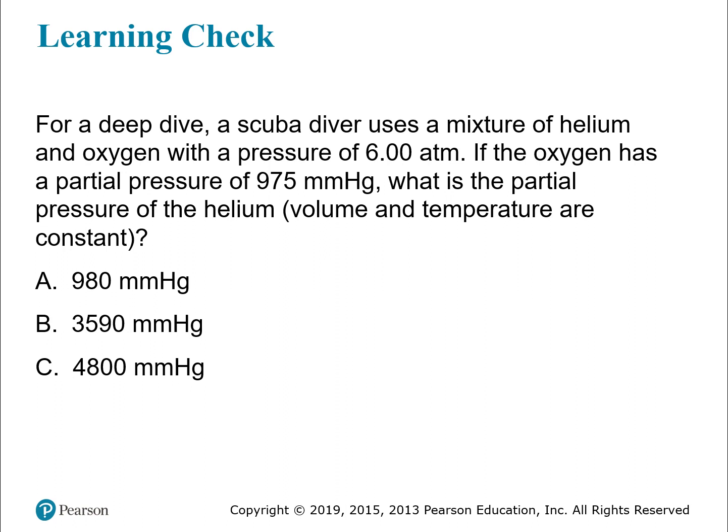This particular scuba diver in our question uses a mixture of helium and oxygen. And it has a pressure of 6 atmospheres. That's the total pressure. If the oxygen has a partial pressure of 975 millimeters of mercury, what is the partial pressure of helium? And we're assuming that the volume and the temperature are constant.